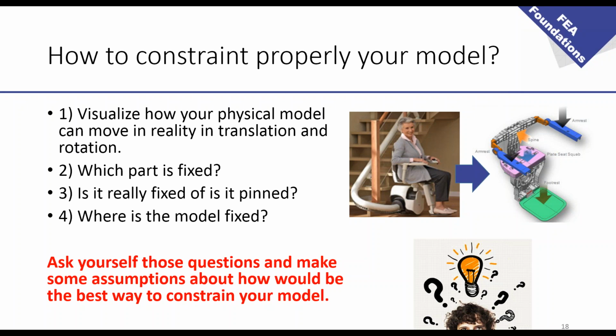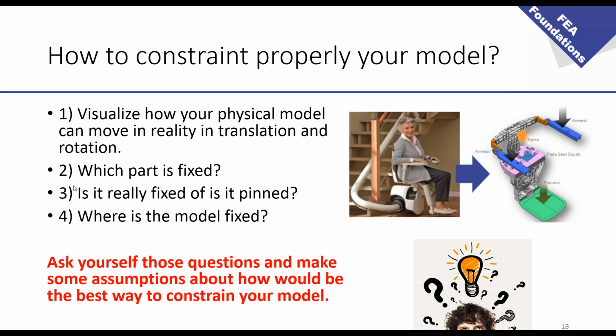The first thing is you have to visualize how your physical model can move in reality, in translation and rotation. So you see here on the left, this is the real product in action. How is it intended to be used? Now let's say it's fixed and the woman is sat in this position. So you can say, oh, the model will be fixed here like that. You will apply some loads there and there. And this is, let's say, your assumption that the constraint will be like that.